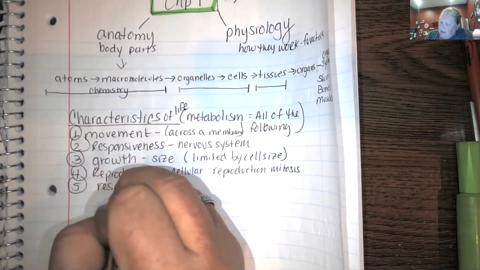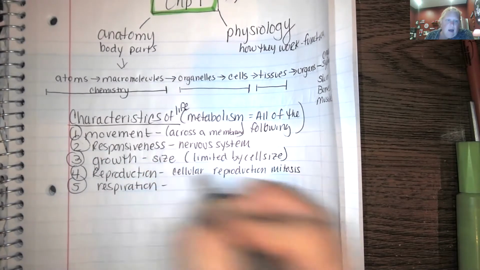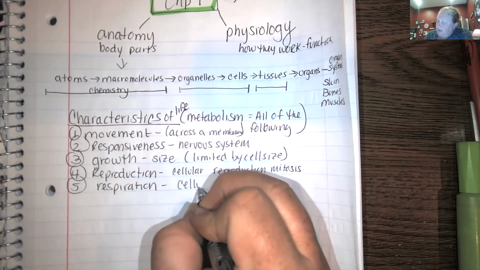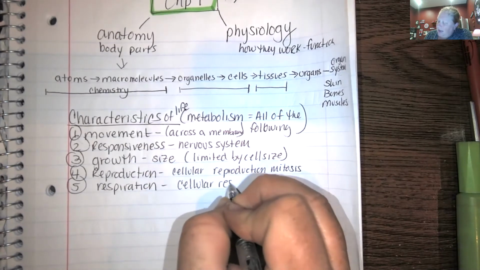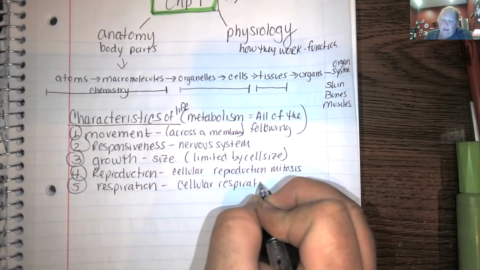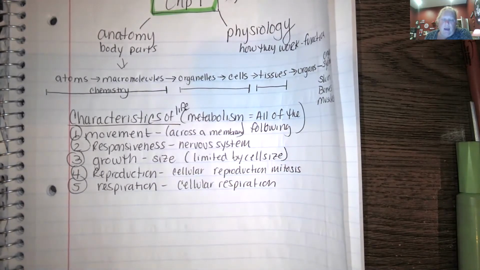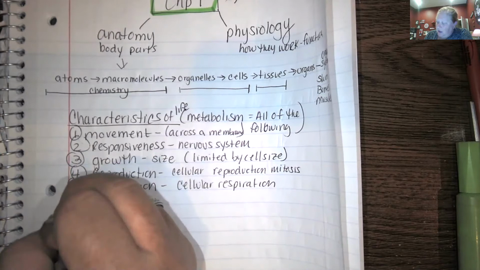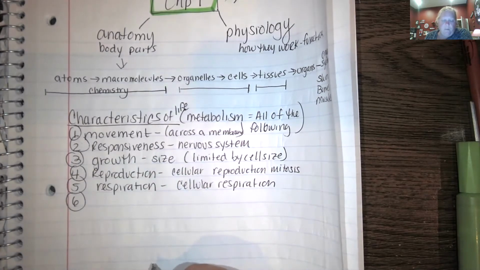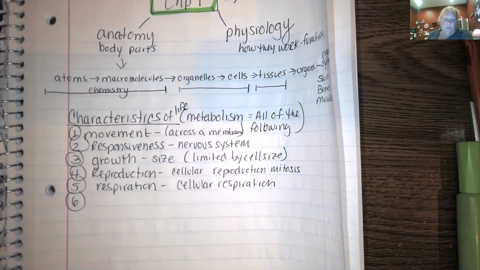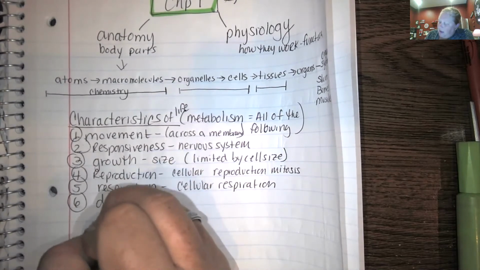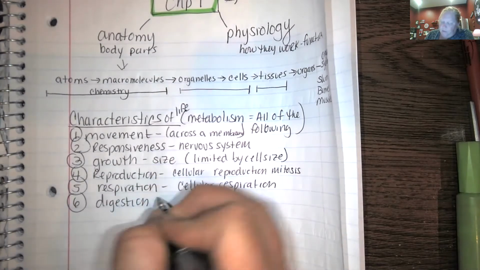Respiration, that doesn't mean you need lungs. Respiration, in this case, I always like to put cellular respiration, breaking down glucose, right? And breaking down glucose to get that energy that's needed by the cells. Of course, in the powerhouse of the cell. Number 6, digestion. You got to be able to break down molecules.